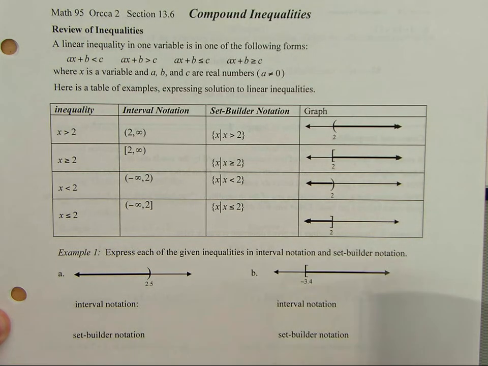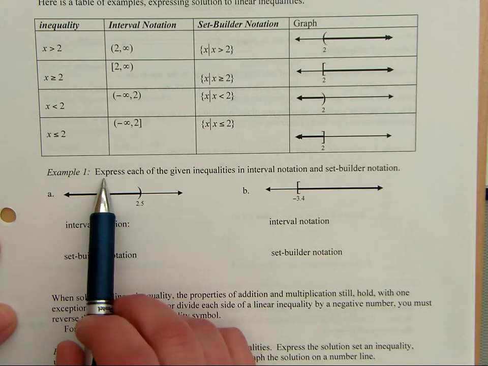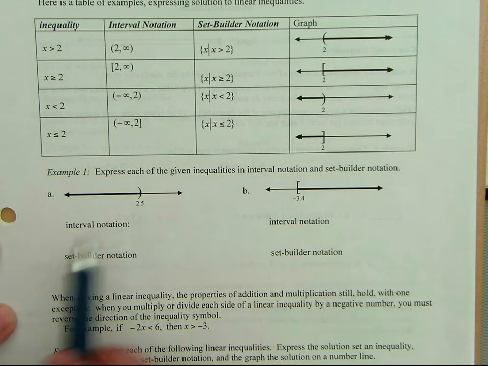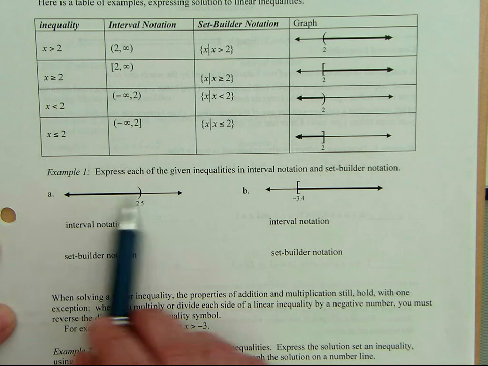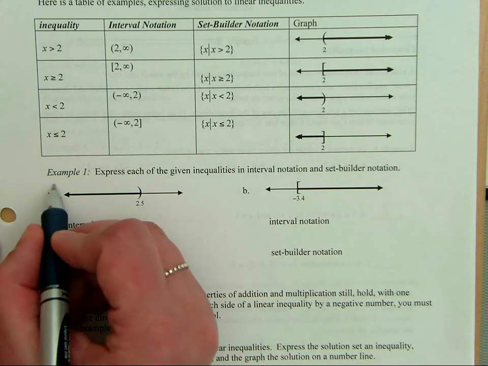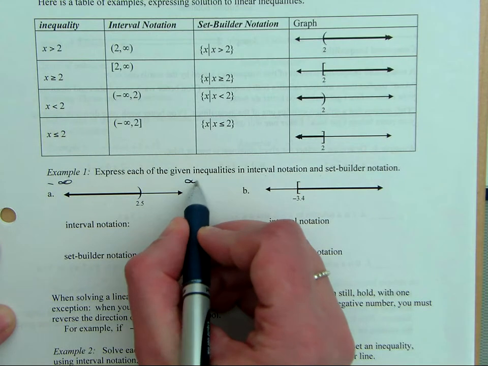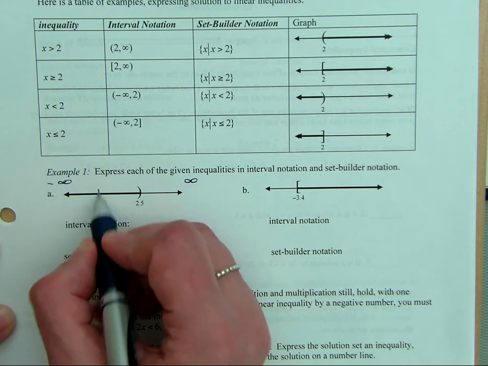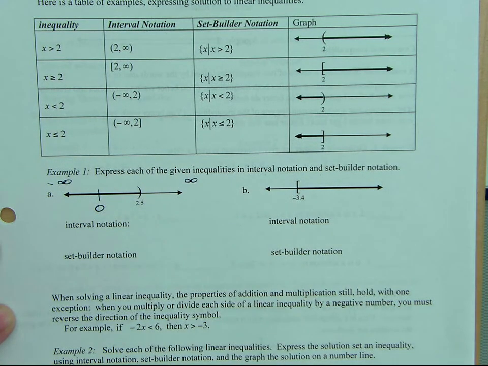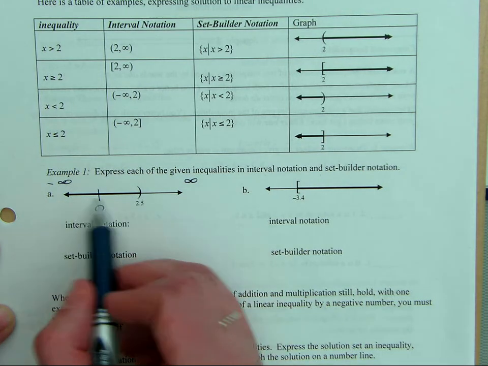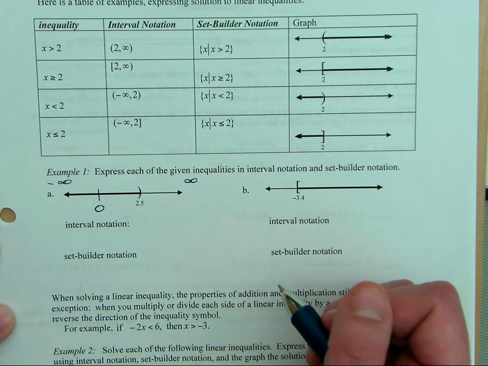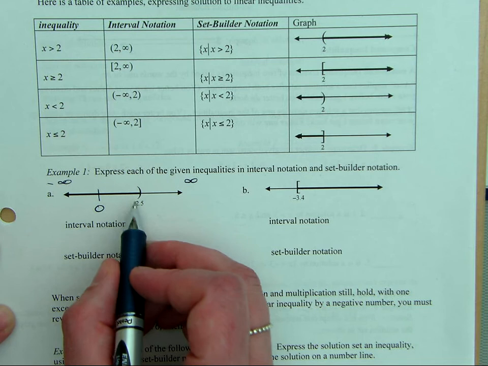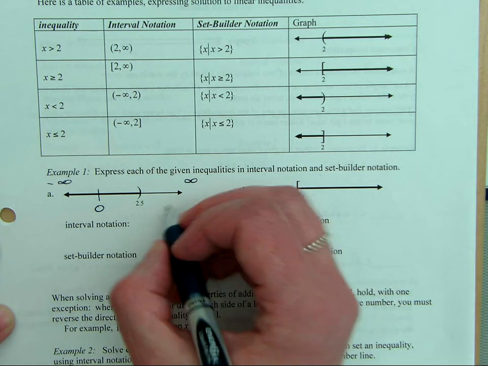So let's go ahead and look at a few examples here. If we want to express the given inequalities in interval and set builder notation, we can look at the graph here and tell that down here we have negative infinity, and going to the right we have positive infinity. So down here might be the number 0. And what would be this inequality? Can anyone tell me the inequality? Well, x could be anything less than 2.5. x is less than 2.5.